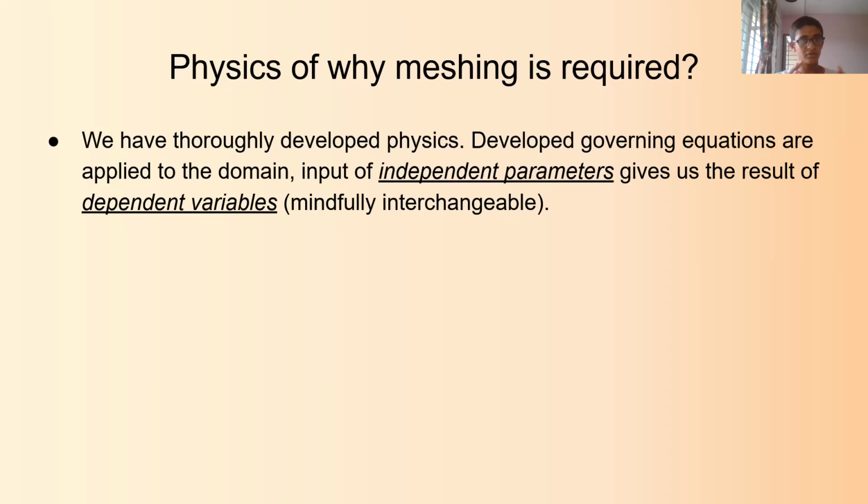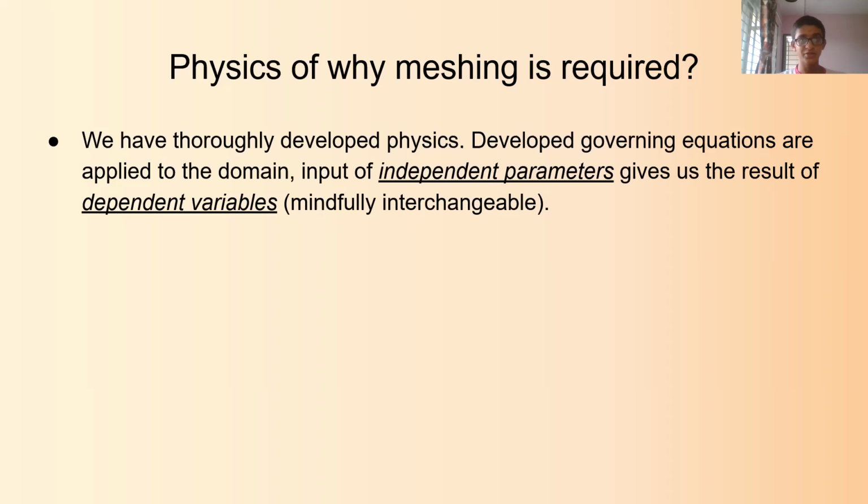The governing equations are applied to the body or the domain, and we input the independent parameters, and this input of independent parameters will give us a result on the interested dependent variables. So the first point you should make a note of is I have mindfully selected independent as parameters and the variables are dependent. We cannot change them; the variables cannot be independent. The independent variables actually are not called parameters. So parameters are by default variables, but variables cannot vary by themselves. Variables are dependent on parameters.